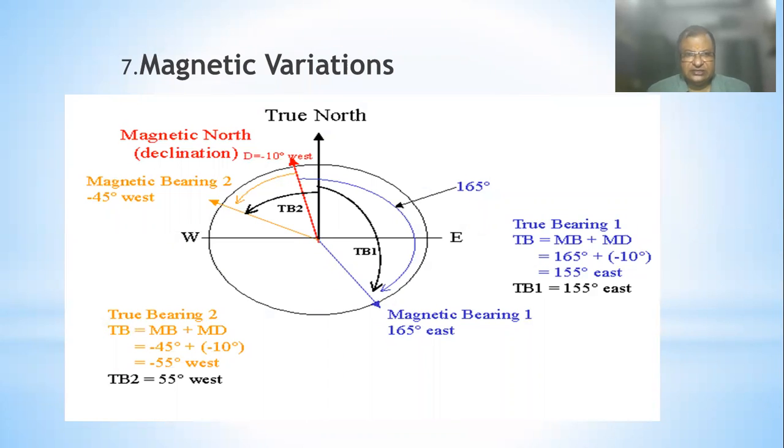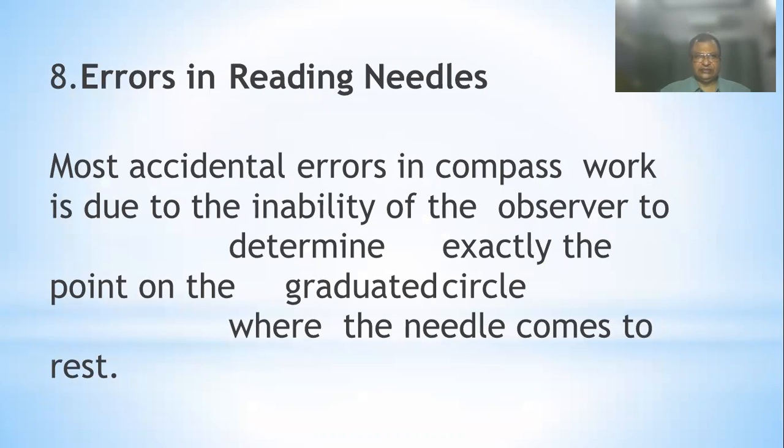In this picture, you can see this is true north and this is the magnetic meridian. So it is an error in reading the needle. The most accidental error in compass work is due to the inability of the observer to determine exactly the point on the graduated circle where the needle comes to rest.